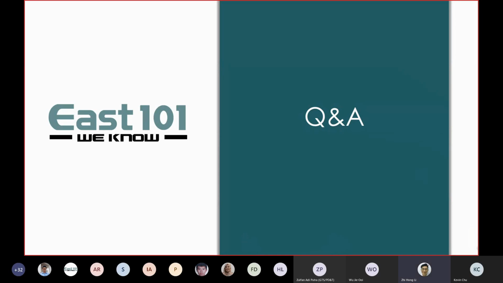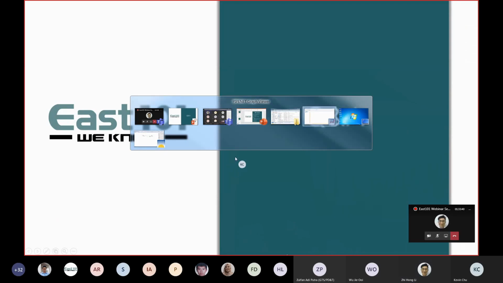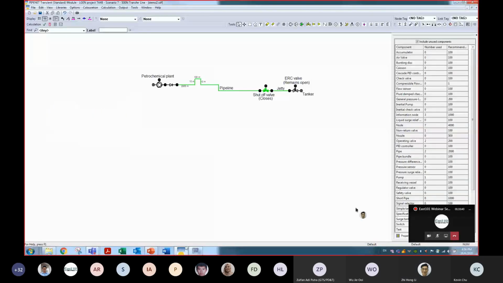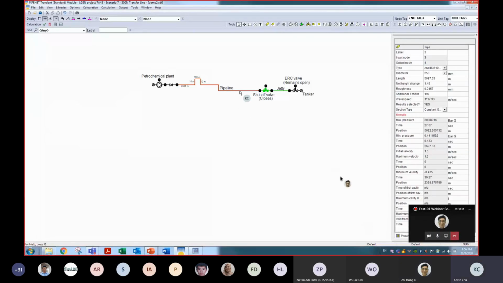Earlier, we received a comment from Johaida asking, what is the size of the pipeline in the demo case? Kevin? Kevin, you're muted. Sorry. Yeah, I just need to check that. So the diameter is about 250 millimeter.